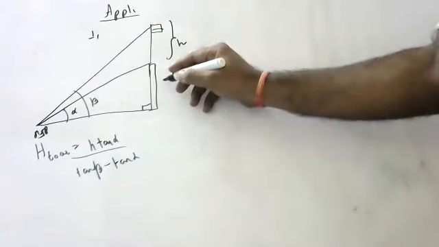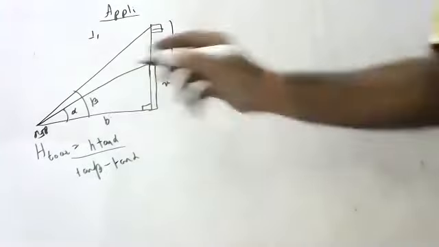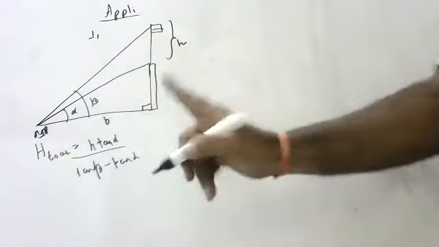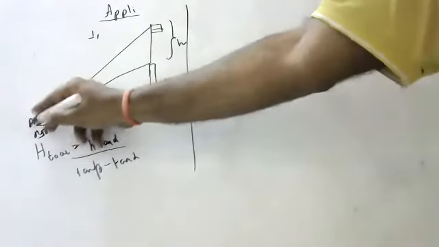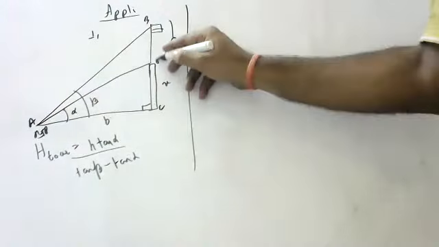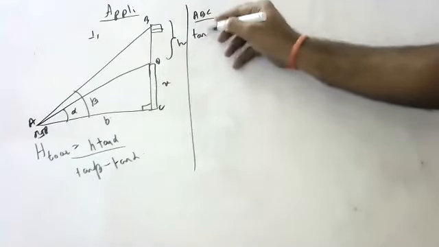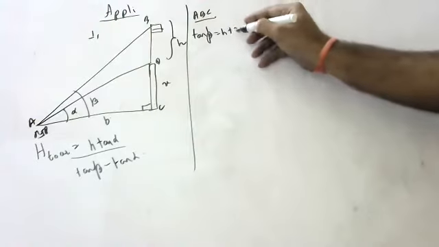Children, this is x, this is b. Whatever we are taking should not be there in the final equation. For the triangle A, B, C, what is tan beta? Tan beta is equal to h plus x by b.